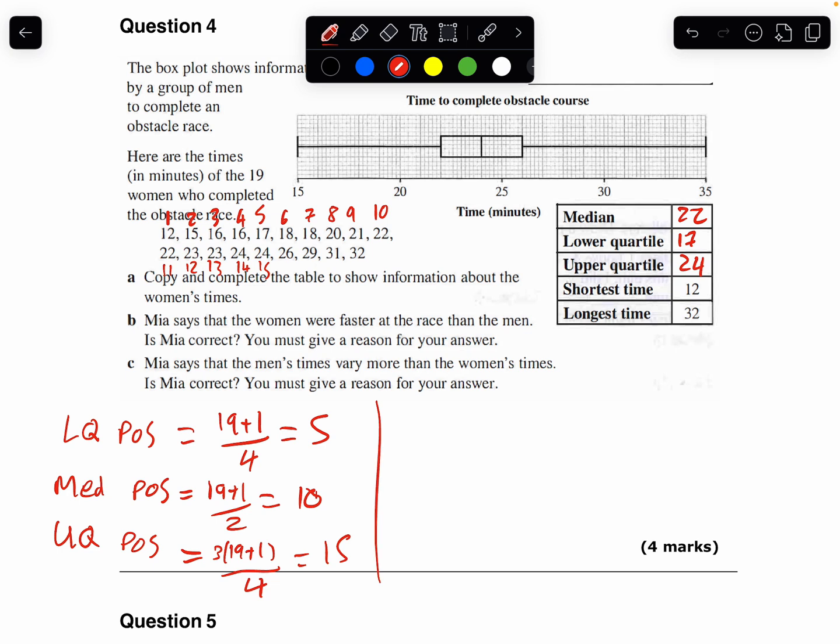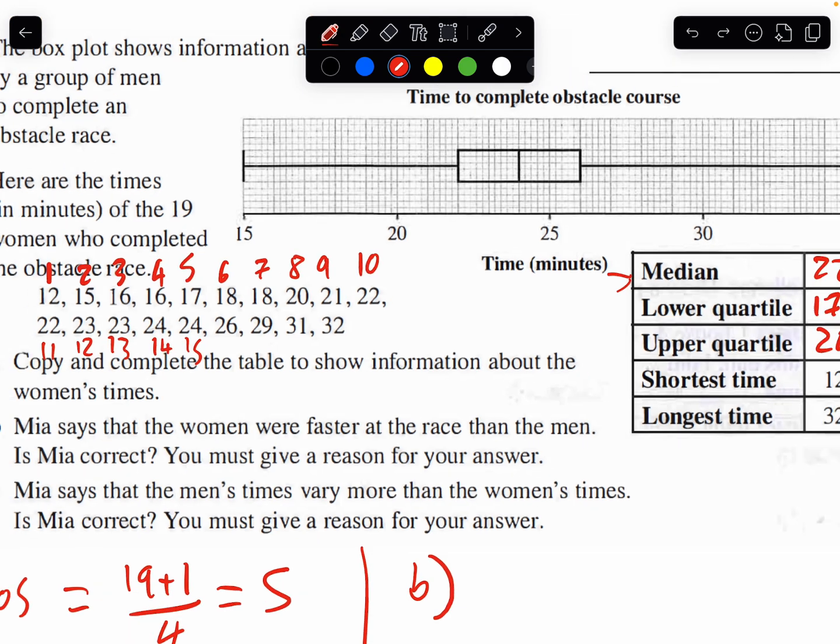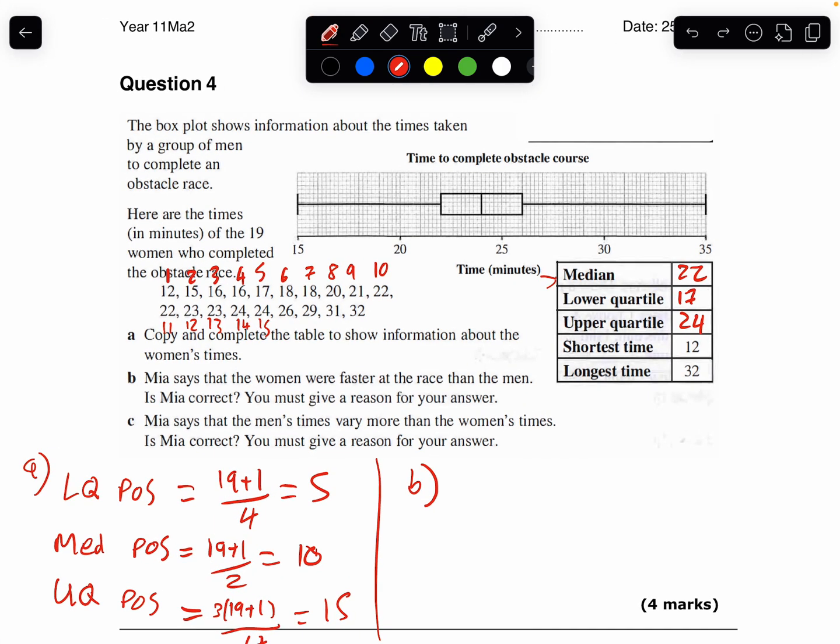Okay. Since we are looking at comparing data for part B and C, as soon as we're talking about comparing data, there's only 2 things you compare. You compare an average and you compare a spread. The average we're going to compare, obviously, is the median. So I'm going to say, you can see that the men's median was 24. This here is 24. So men's median was 24 seconds.